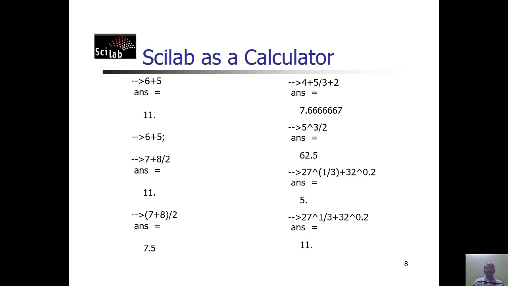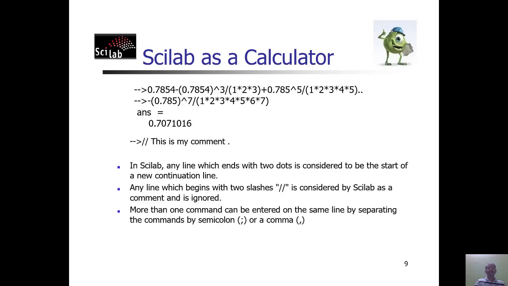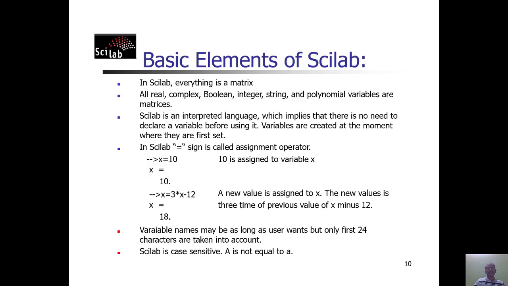Then we have learned some of the basic commands, and using Scilab as a calculator we have learned how to add, how to subtract, how to divide, and how to perform the basic operations of Scilab. Then we have learned the basic elements of Scilab. That means how Scilab can act as a matrix, and how it will work on real numbers, complex numbers, Boolean, integer. These are the basic things. We have touched all these topics in my previous lecture.